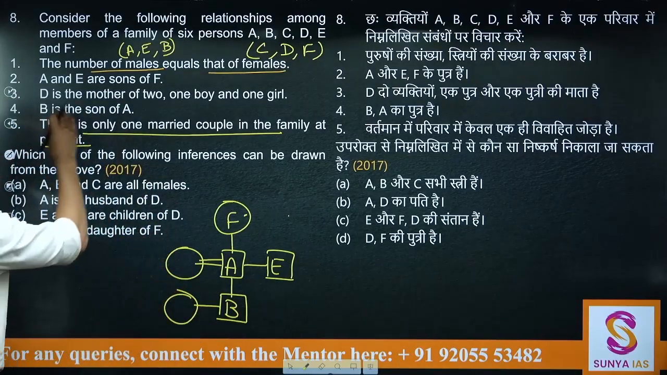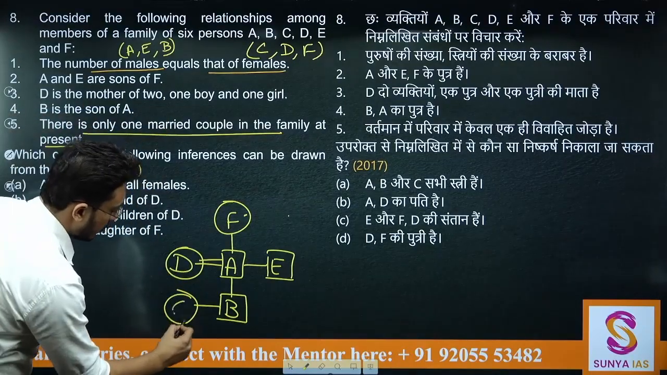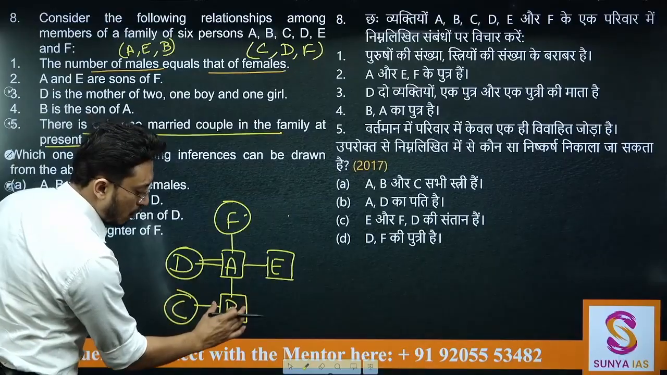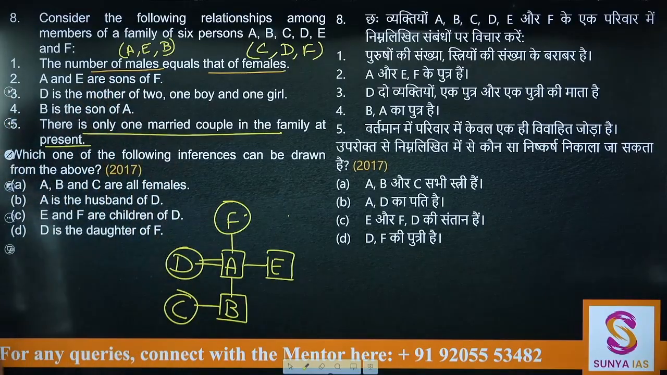Now let's see, D is the mother of 2, so this is D and this person becomes C. So D is the mother of 2, one boy, one girl. So this is how we can draw the family tree for this particular question.